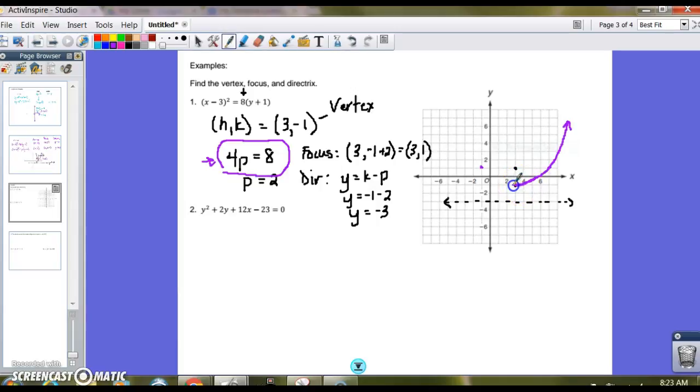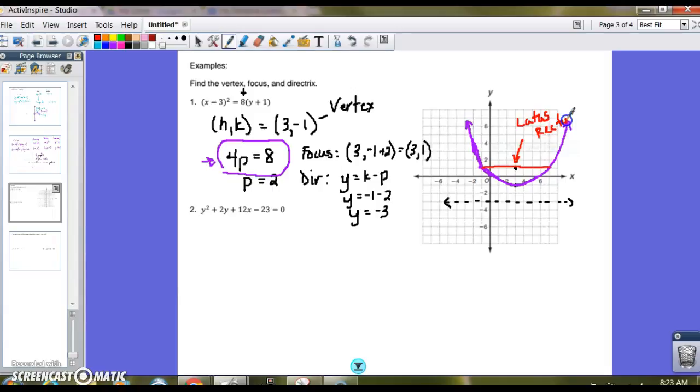I know that my parabola goes like this. That's not the best drawing of a parabola, but I think you get the general idea. It should be more curved. So this line segment right here is 8 units. That is called your latus rectum.